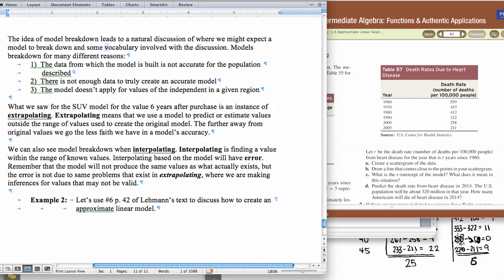Now, the next lecture is going to contain an example, and we're going to see how to make an approximate linear model based upon that example. So we'll discuss.